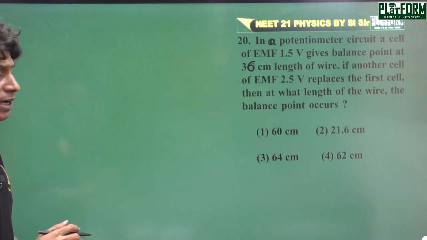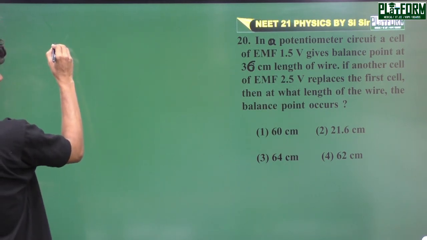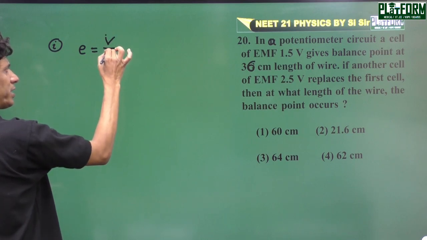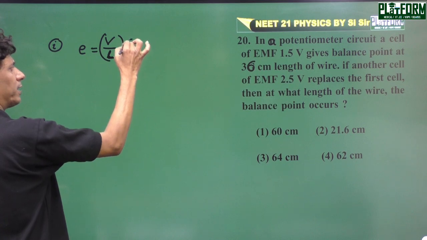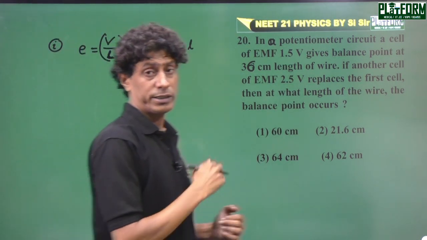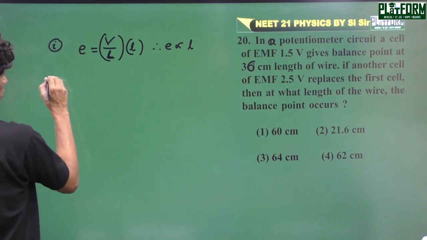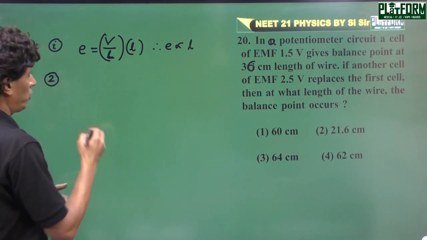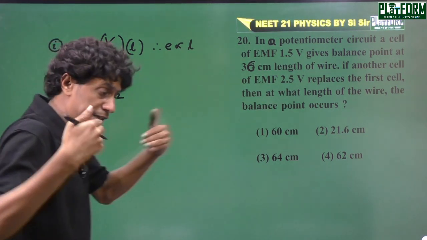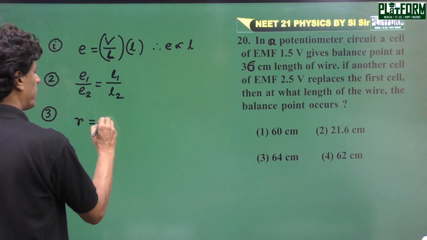If another cell of EMF 2.5 volt replaces the first cell, you know, from the potentiometer we can measure. It is also a problem based on the basic equation of potentiometer. It is the potential gradient, L is the length of null point, so E varies as L. The EMF of the cell balanced is directly proportional to the length of the null point. So we can find the EMF of the cells. Not only that, we can compare the EMF of cells of different EMF, and by the potentiometer we can also calculate the internal resistance of the cell.